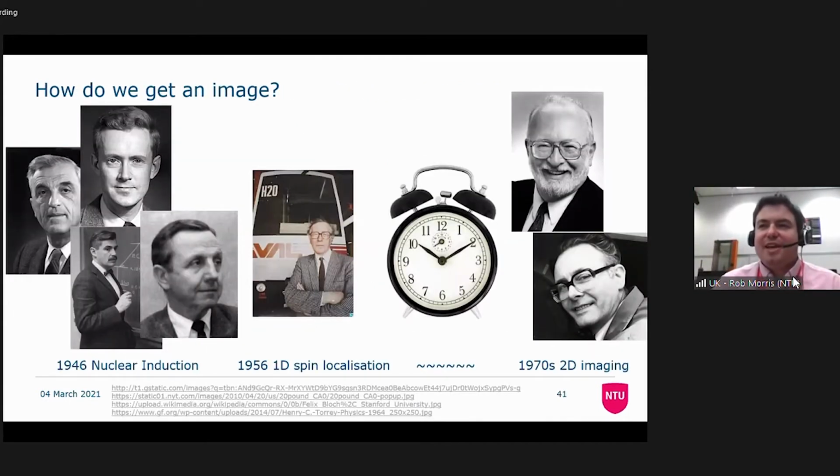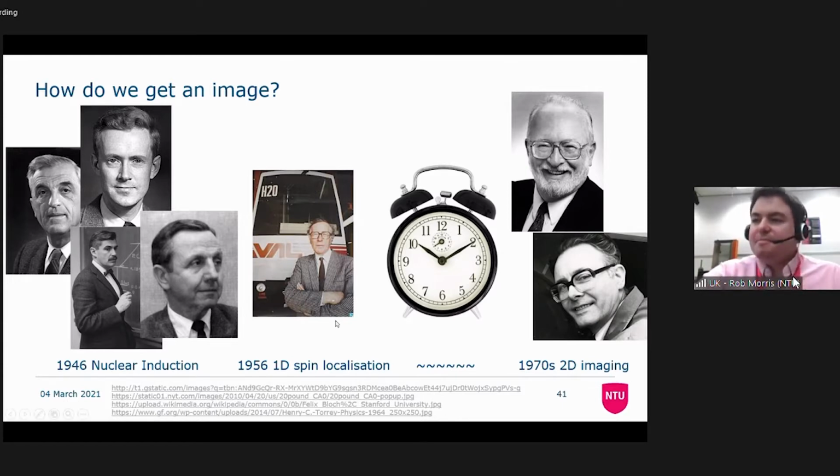Okay, so a quick history lesson before we get on to how we actually make an image. On the left-hand side of our picture here, we've got the people who are largely credited but not uniquely responsible for developing what they called at the time nuclear induction. This is around 1946, and this went on very much to be the start of what we call NMR today. A lot of stuff happened in between, but the idea here was very much about identifying chemicals and looking at material properties.